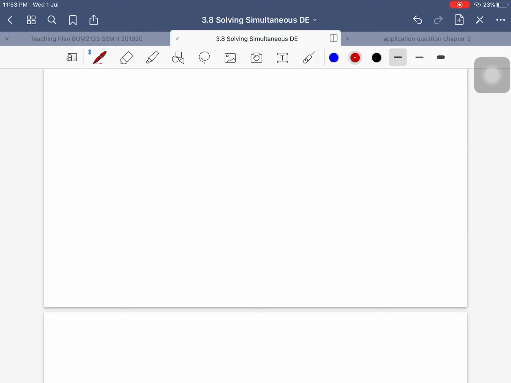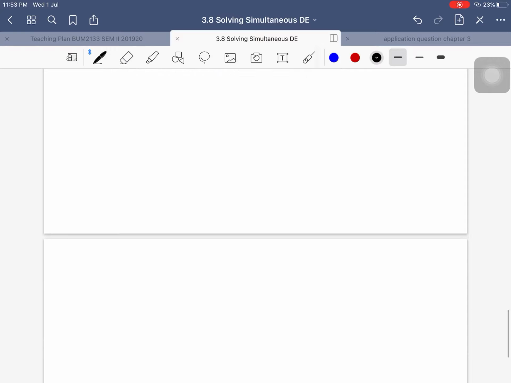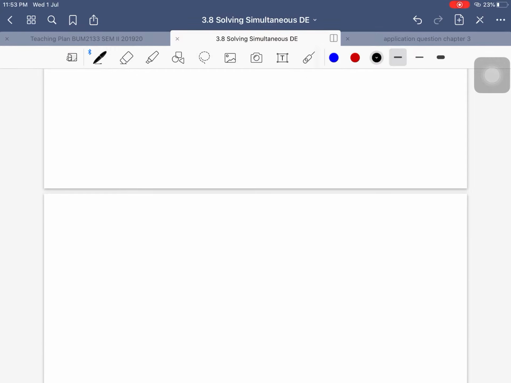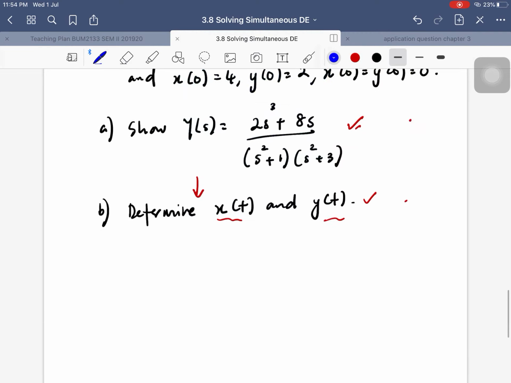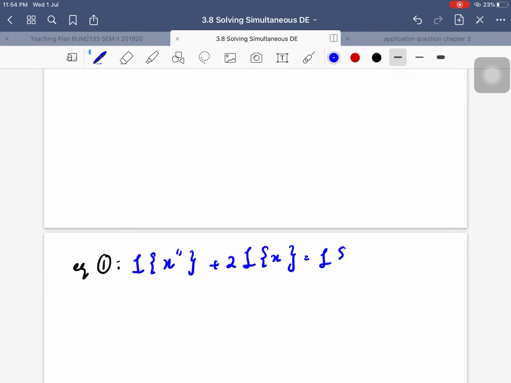Alright, so I'm going to start with my calculation. Step number 1 is I'm going to Laplace transform equation number 1. When I Laplace transform, I'll end up with Laplace of x double prime plus 2 Laplace of x, applying the linearity theorem. And on the other side, I'm going to have Laplace of y.